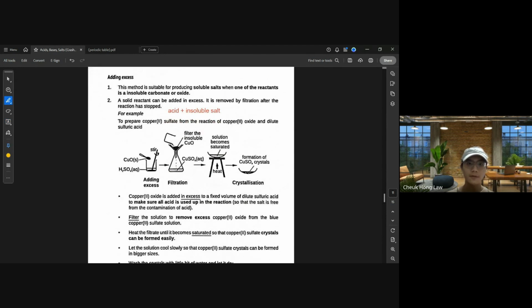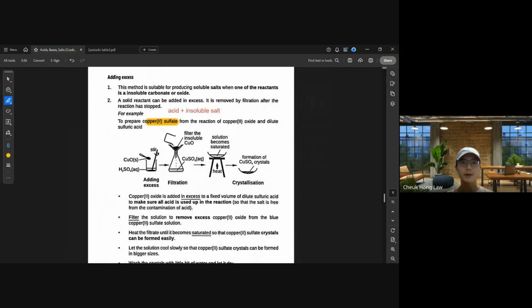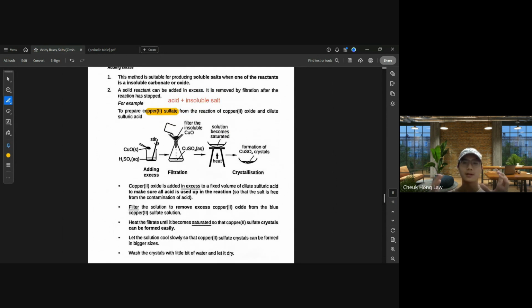The example they gave us was copper 2 sulfate. Copper 2 sulfate is soluble, and copper is not in group 1. Copper is here, it's not in group 1. So that's why we use adding excess. This reaction is actually simpler because we don't have to measure out the exact amounts. We can just add excess. Why can we add excess? Because this is an insoluble salt, which means it will not dissolve in excess.